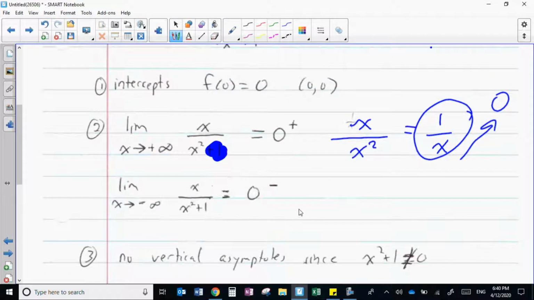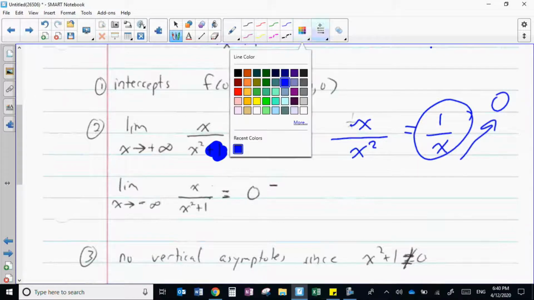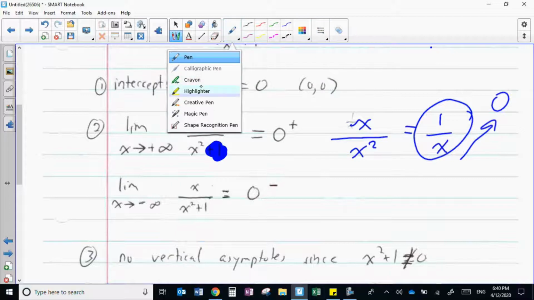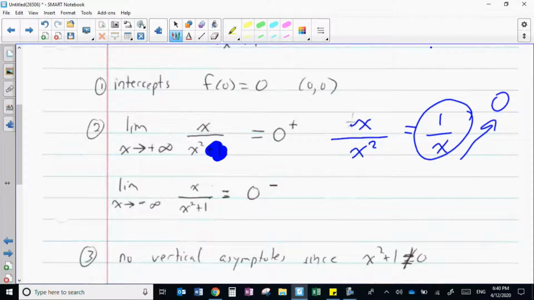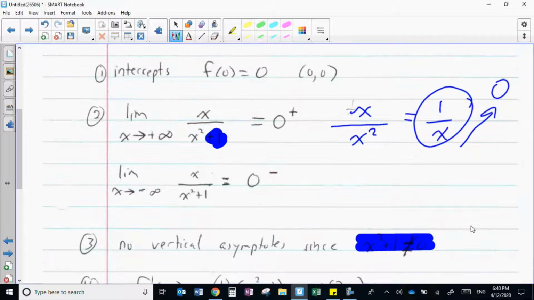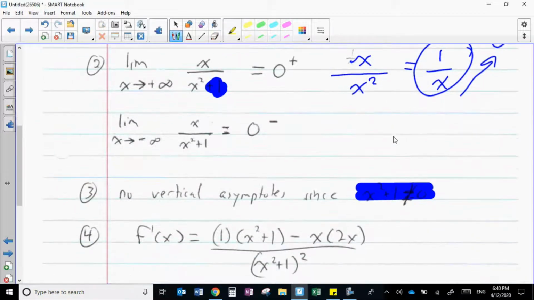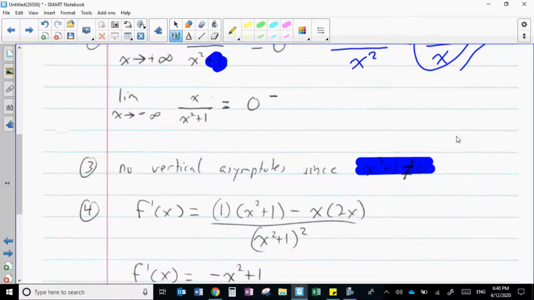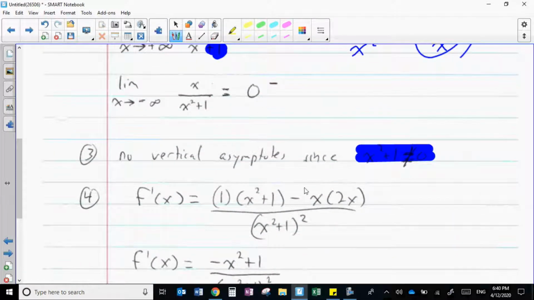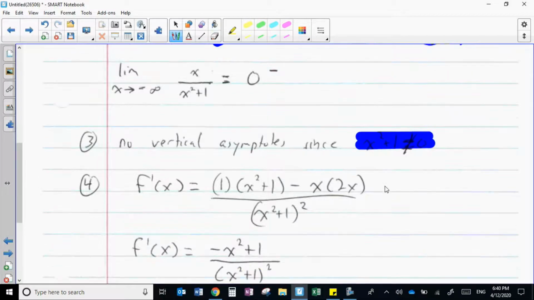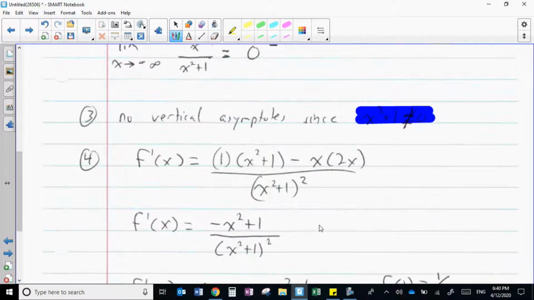Step 3, looking for vertical asymptotes. Now this one has no vertical asymptotes because x squared plus 1 cannot equal 0. So we don't have to worry about any restrictions in the denominator. Okay, moving on to the derivative. Using the quotient rule here, just check that, should make sense to you. Simplifying gives me this right here.